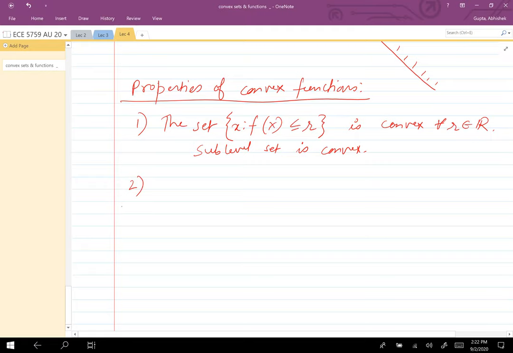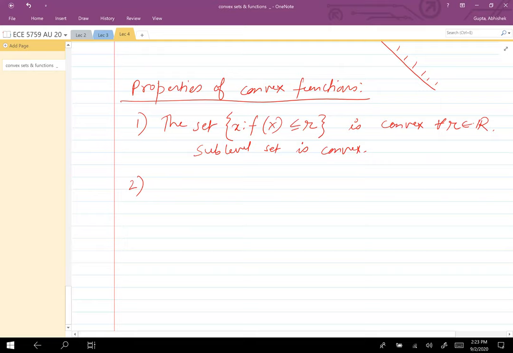Okay. The second property is... so, yeah, go ahead. For the set f(x) is less than or equal to what? Equal to r. This is r. r is just some real number. Any other question? What do you mean by sublevel set?